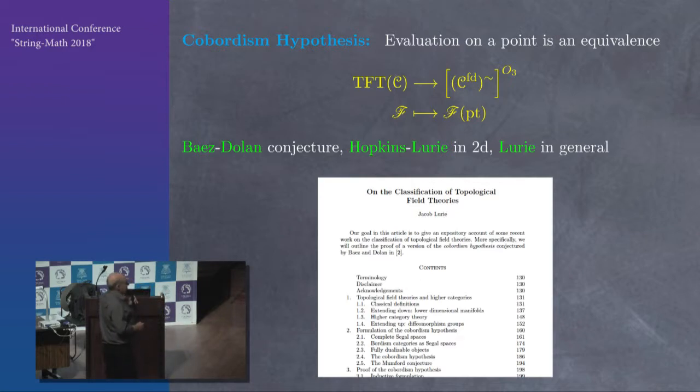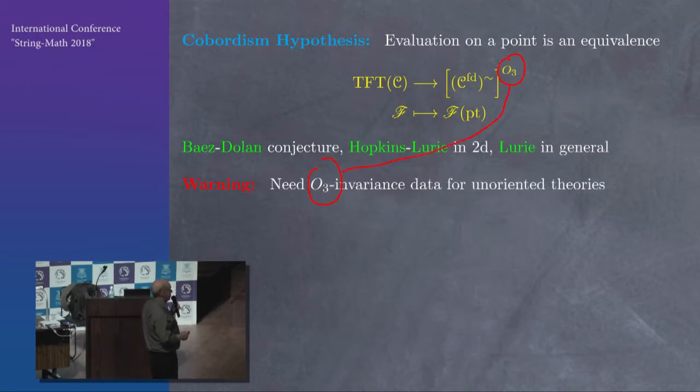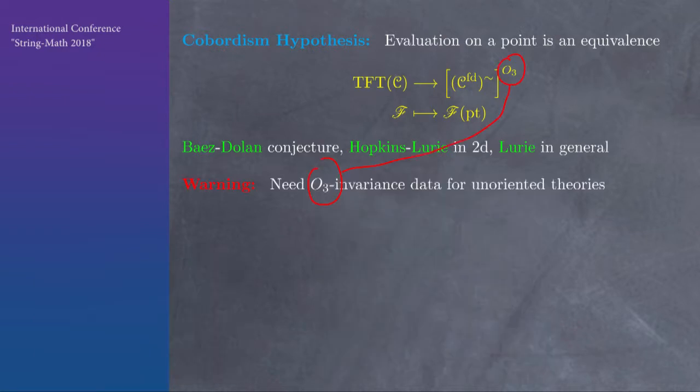So there are various decorations here. The FD is some finiteness condition. So in a topological theory, the objects you attach satisfy strong finiteness conditions. And this O3 is saying that if we want to have the theory on unoriented manifolds, then we need some kind of invariance.